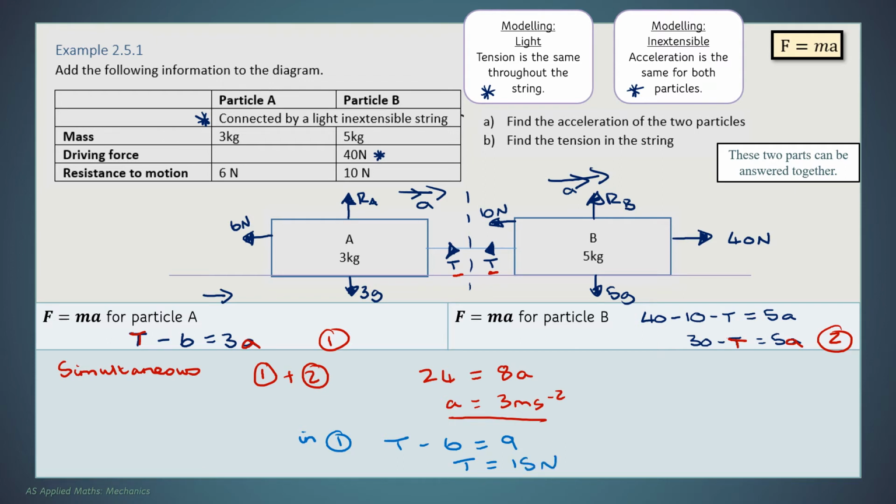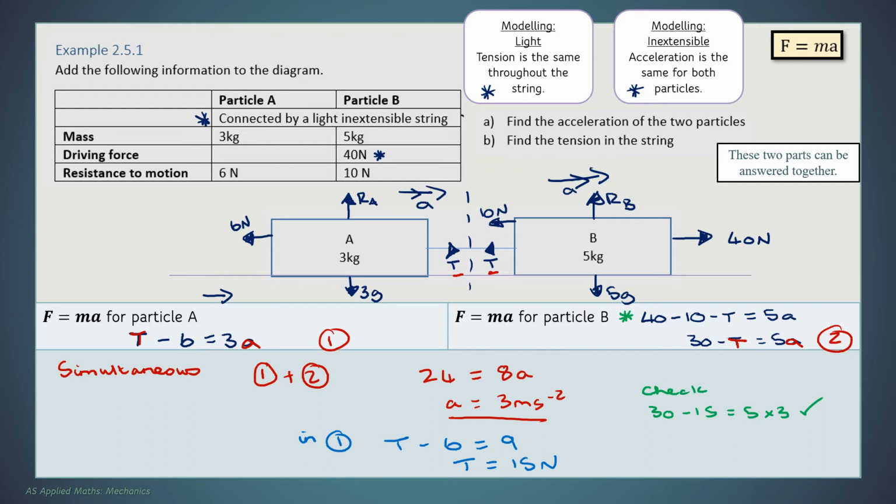So tension is equal to 15 newtons, and then you should automatically be doing a check. If we just put the check in, you can see that that is the case, and therefore we know we've got it right. Do be clear with your working out. If you notice, when I wrote down F equals MA, I haven't calculated 40 minus 10, even though I can do that in my head.